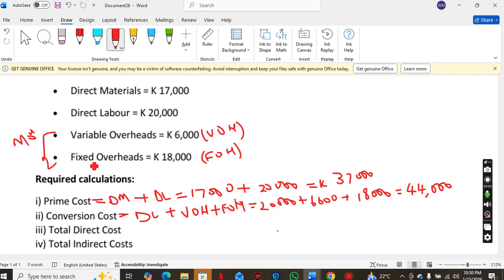Next, we've got our total direct costs. Remember, the direct costs include direct materials and the direct labor. So basically, our prime cost is the total direct cost, right? Because when we're looking at direct costs, these are costs which can be easily traced to the finished product, or they are part of the finished product. Okay, so here we're going to put 37,000.